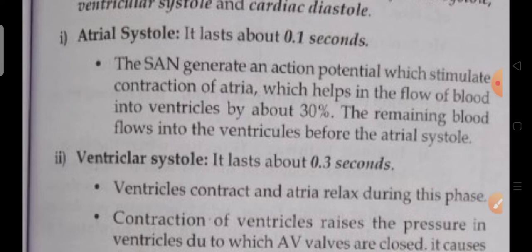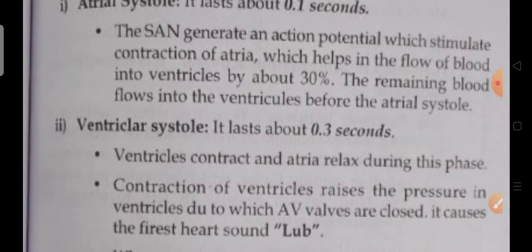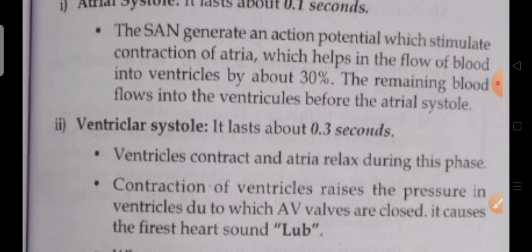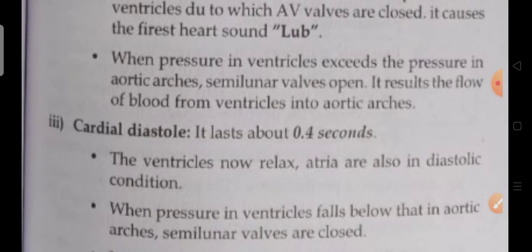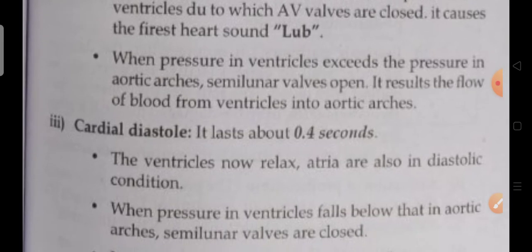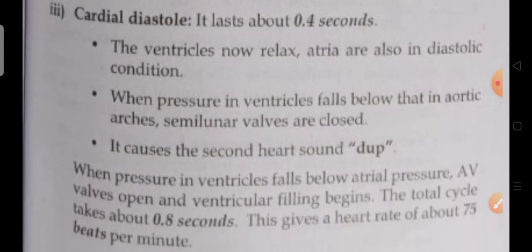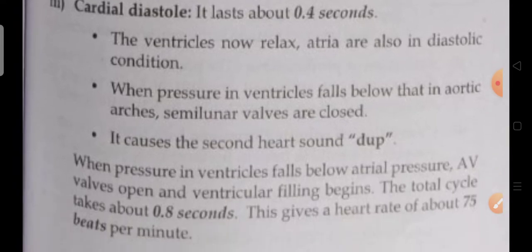Atrial systole lasts about 0.5 seconds. Next, you can just read it. Ventricular systole lasts about 0.3 seconds. Ventricles contract, atria relax during this phase. This is the second phase. Next, third phase: cardiac diastole lasts about 0.4 seconds. It causes the second heart sound, dub.